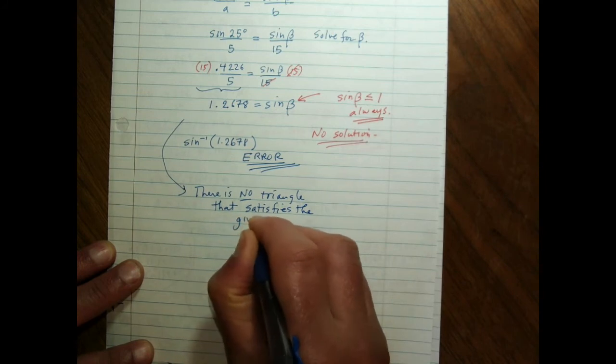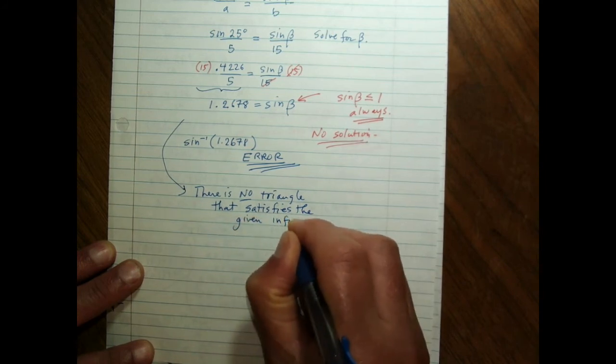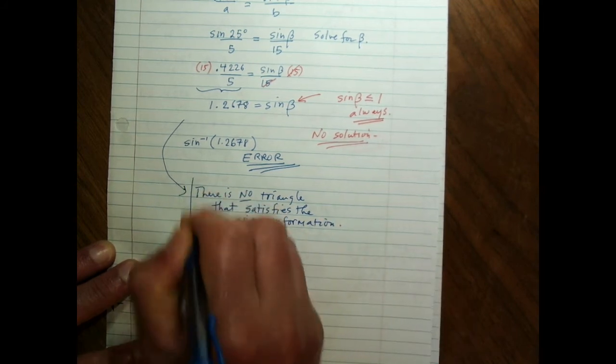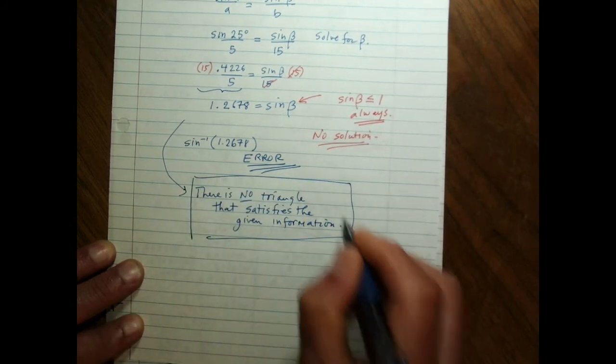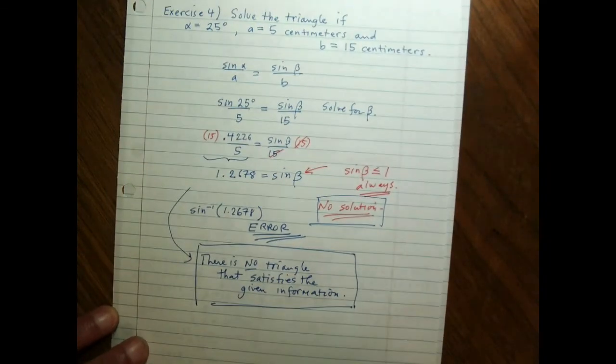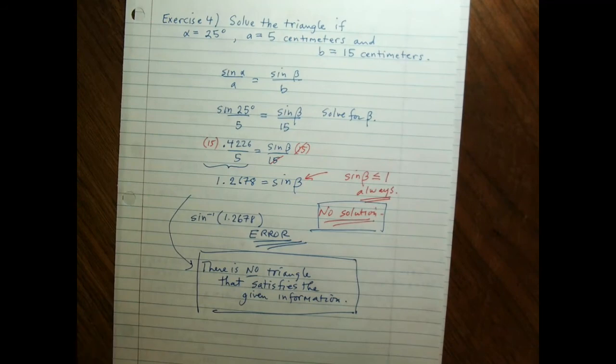So we were set up with an impossible situation from the very start. And you've got to say that, or you've got to say no solution in this kind of problem. You've got to indicate that it's just impossible.